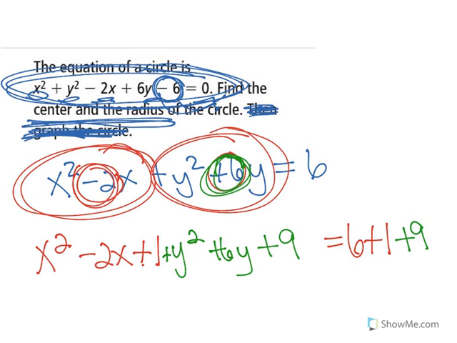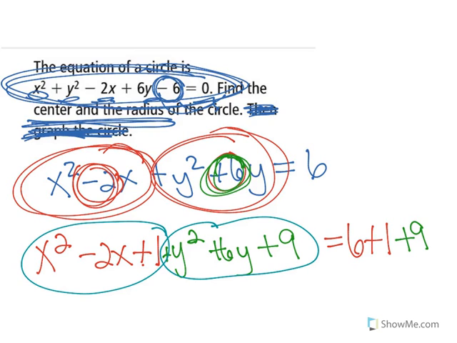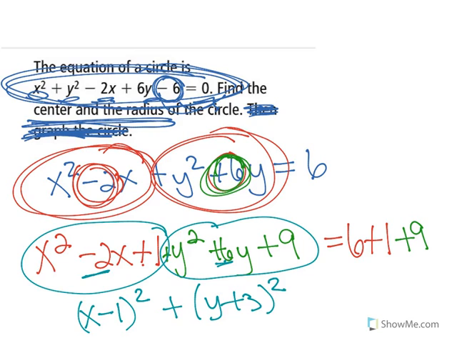Okay? And then we need to factor our x's and factor our y's. Well, this was actually the easy part that a lot of you didn't catch on with, I don't think. That it ends up being the half of the b. So that means we've got (x minus 1) squared plus (y plus 3) squared, because remember, it was a half. Half of 6 was 3. Equals 6 plus 1 plus 9, which is 16.